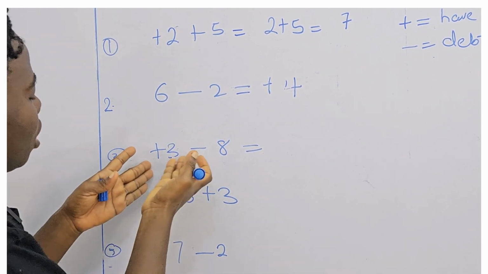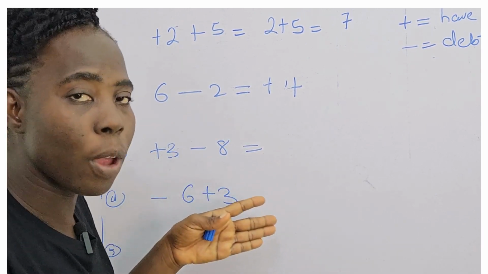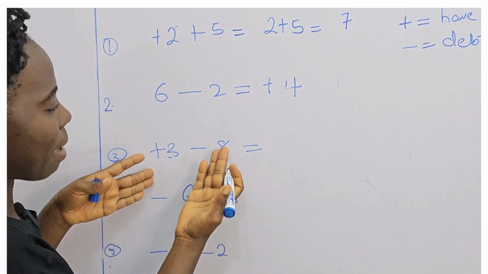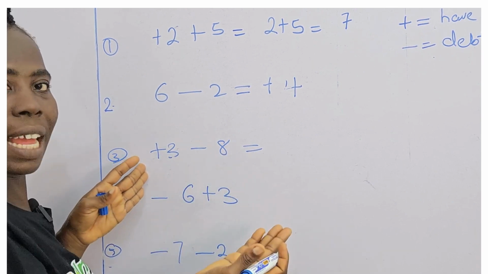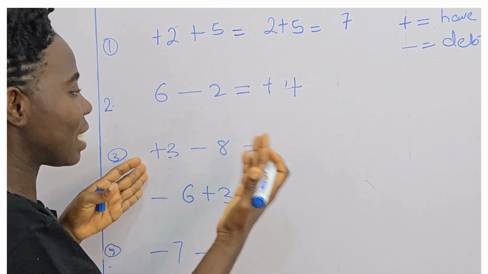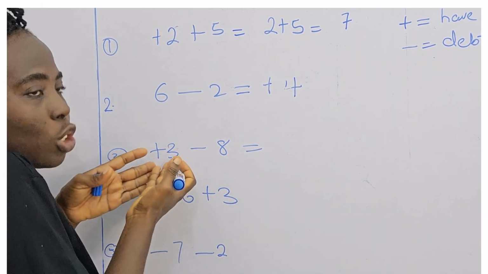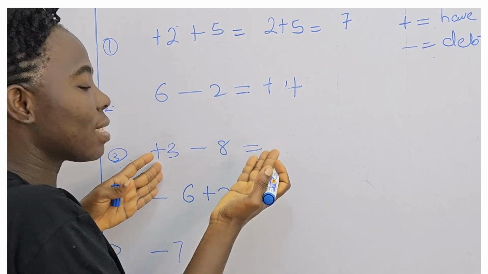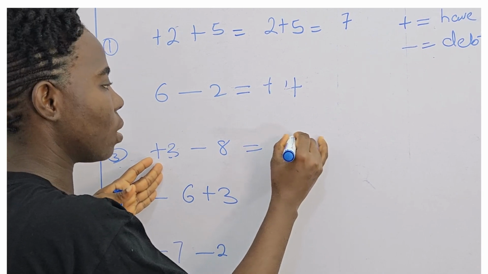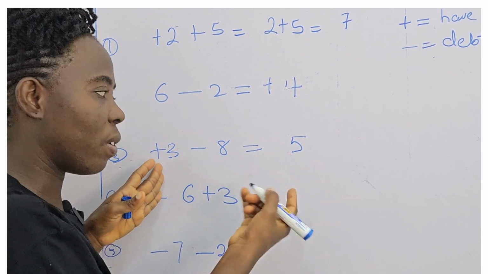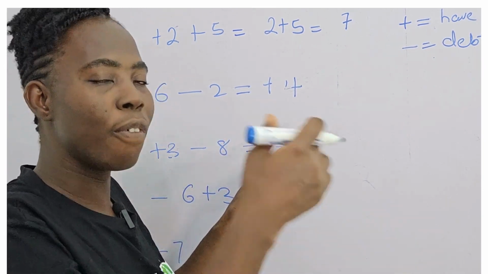But unfortunately, if she's to pay 3 out of the 8 she's owing, you agree that she will still be owing, right? Because her debt is more than what she has. So she will not be able to clear that debt. So whatever she's having is still going to be a debt. She's owing 8 and she's having just 3. When she pays 3 out of that 8, you'll be left with what? 5. Please, that 5, is it positive or negative? Negative, because she's still owing 5. She still has a debt of 5.